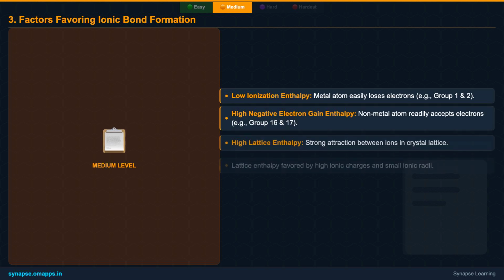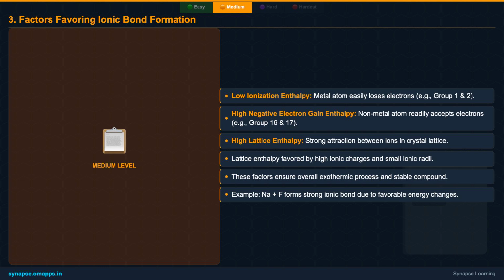So, what conditions favor the formation of a strong ionic bond? Three main factors are crucial. First, the metal atom should have a low ionization enthalpy, meaning it easily loses electrons. Second, the nonmetal atom should have a high negative electron gain enthalpy, indicating a strong tendency to accept electrons. And third, the resulting ions must form a stable crystal lattice with a high lattice enthalpy. This is favored by ions with high charges and small ionic radii, allowing for stronger electrostatic attraction. When these conditions align, a robust ionic bond is likely to form.